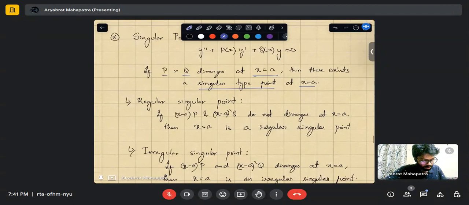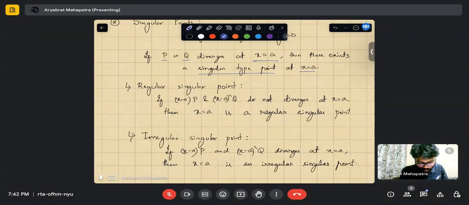Then further, that is not the clear specification, because you further have two kinds of singular points, that is regular and irregular.